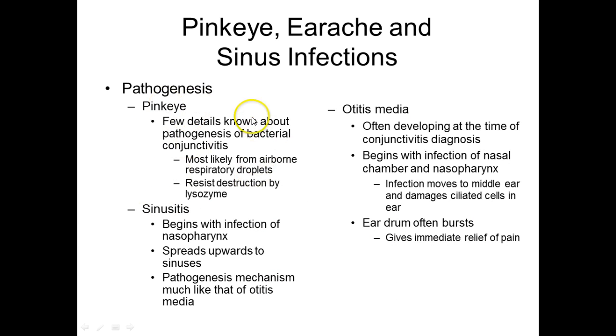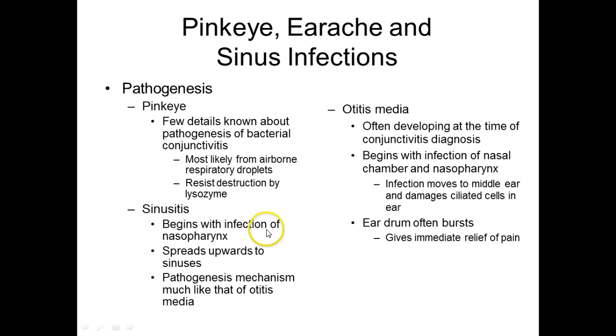So, where do these infections come from? Very few details are known about the pathogenicity of bacterial conjunctivitis. Most likely it's airborne. Respiratory droplets is actually how we get in contact with it. And as I said, highly contagious. And they're resistant to lysozyme, right? So one of the actions of our tears, meant to destroy the peptidoglycan component of gram-positive bacteria, doesn't work.